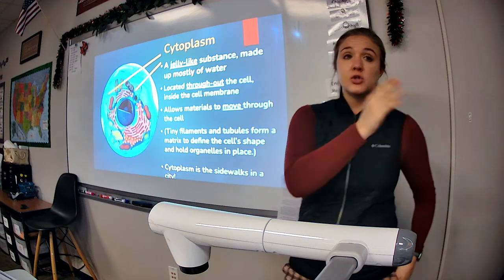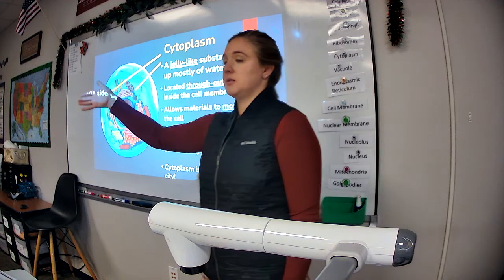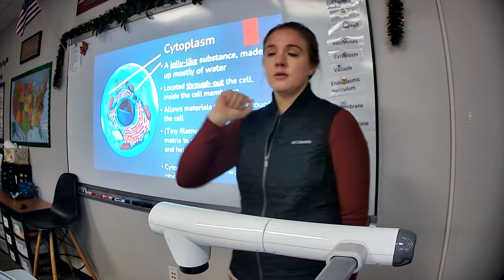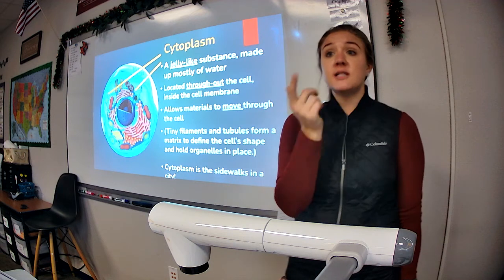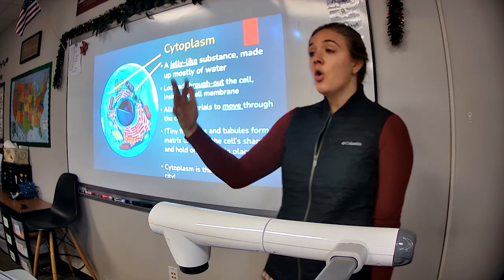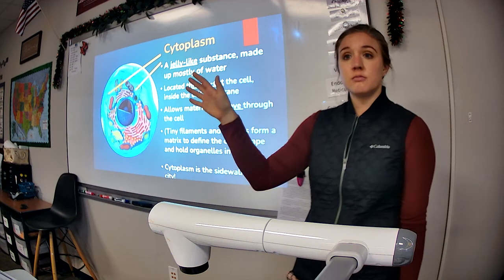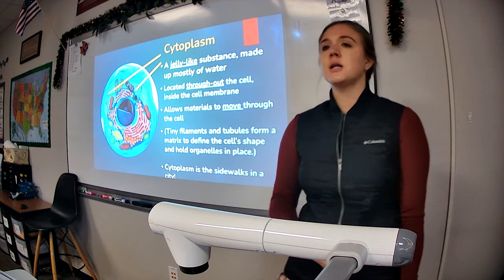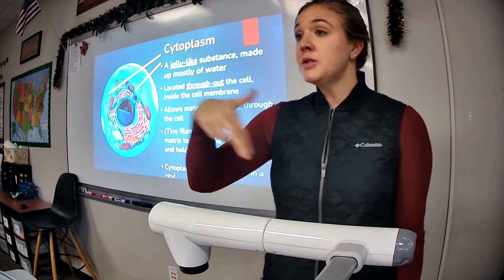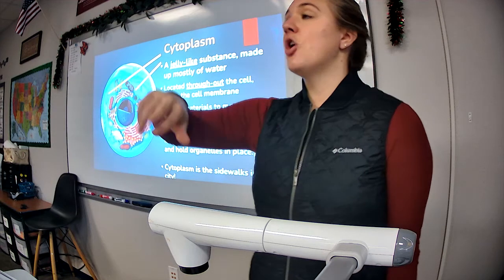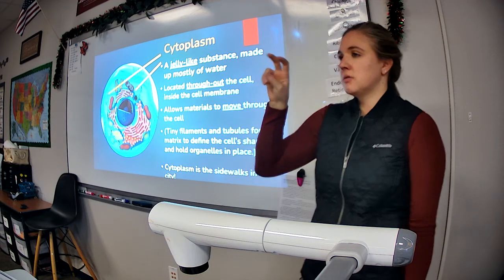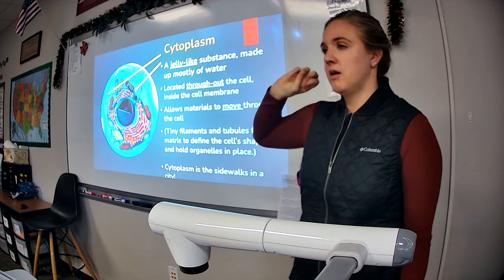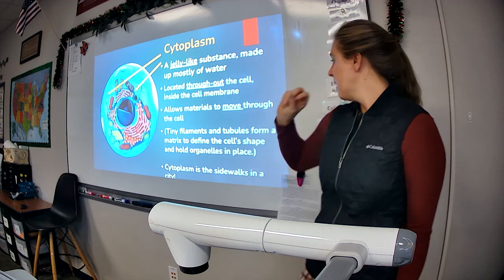How would you get from the store down to the post office? Hattie? Well, you would use sidewalks. You would use sidewalks to walk down, right? Or you could hop in your car and drive on the road. So we say that the cytoplasm is like the sidewalks in a city. That's what you would use to move around, right? So that's what we kind of call the sidewalks of the city of the cell. Okay?